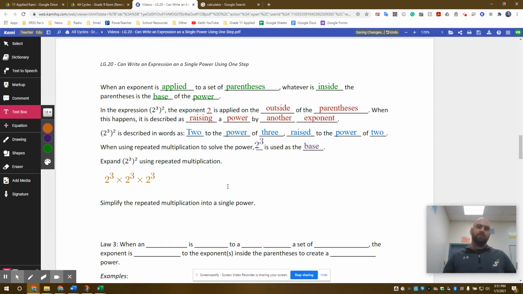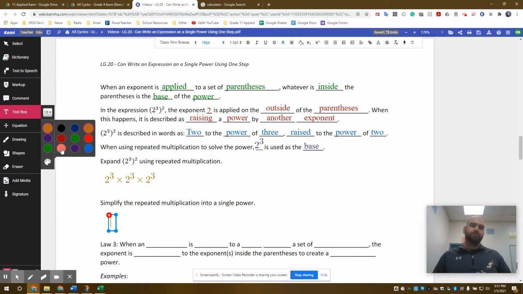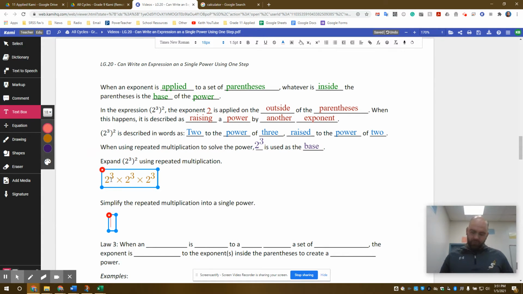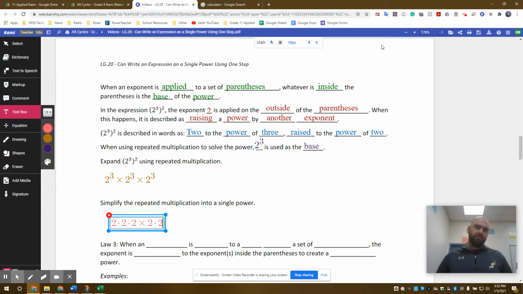Now, remember that when we have a power, we can actually write the power out as repeated multiplication. So let's simplify that into repeated multiplication again. 2 cubed is the same as 2 times 2 times 2, and then we're multiplying by 2 times 2 times 2.